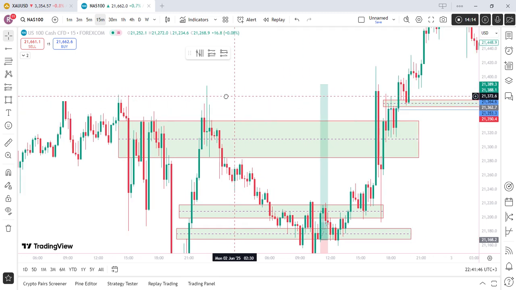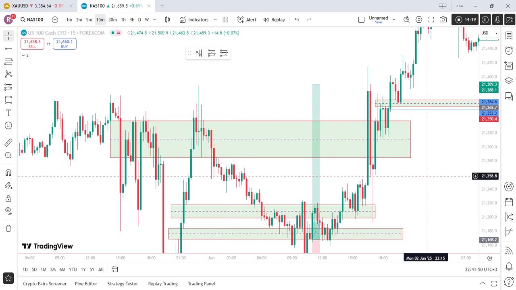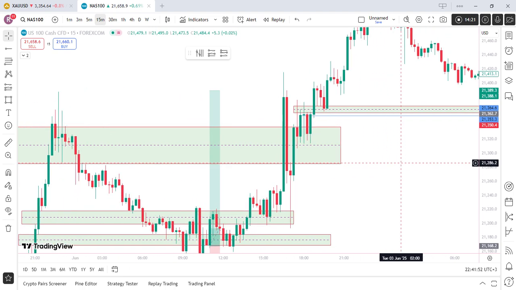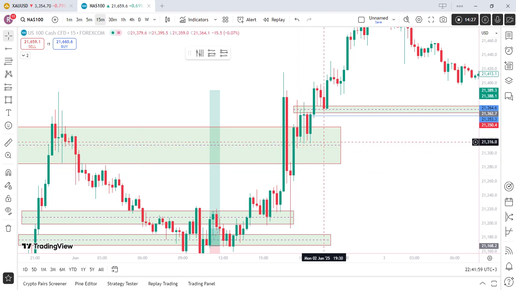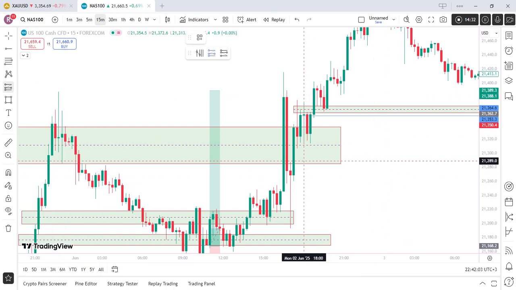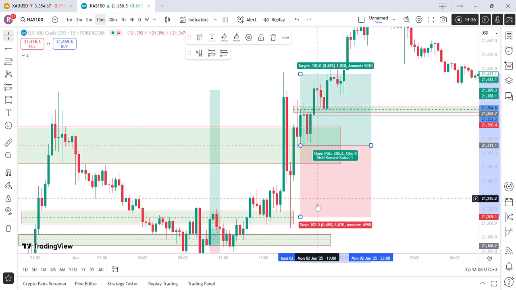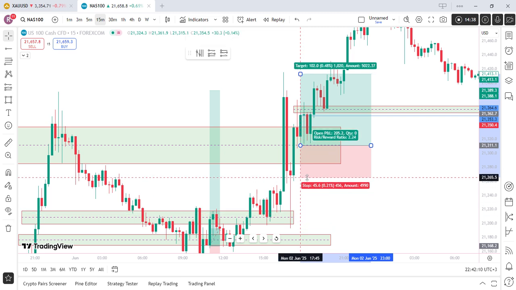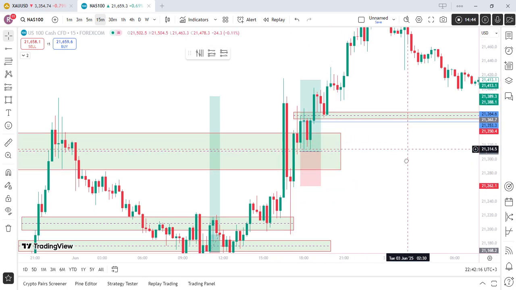In this scenario we are going to be using the consequent encroachment of that gap, and as you can see, price came into the consequent encroachment of that gap at 18 silver bullet time, and that's where we jumped away from it. If you enter here on that consequent encroachment, your stop loss should be down here, because price might want to fill this gap. You never know, it might want to fill that gap before it goes up.